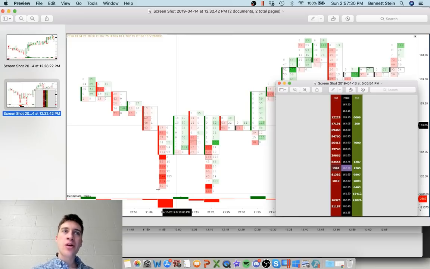How do we know that? Well, the sellers can have momentum. The sellers can be stronger than the buyers, but there comes a point in time where the selling interest gets tapped, where just no one else wants to sell. And that can happen on extreme deltas.